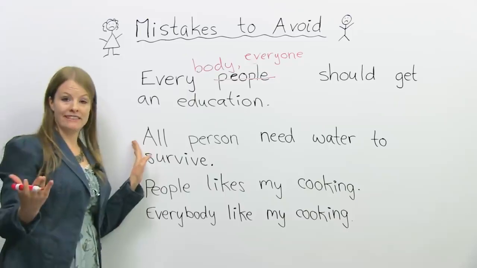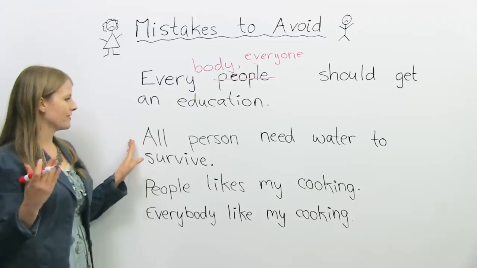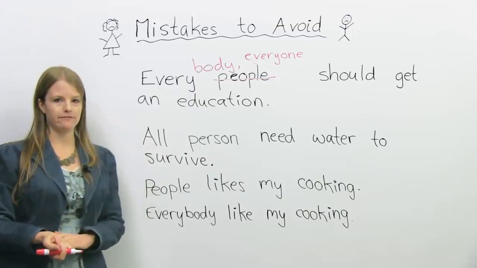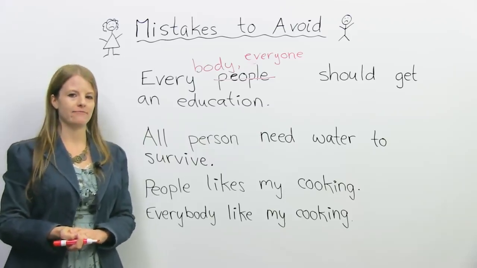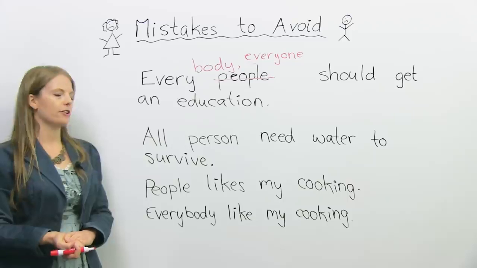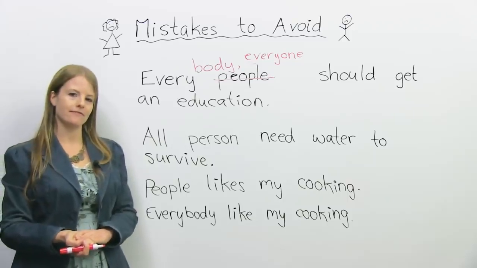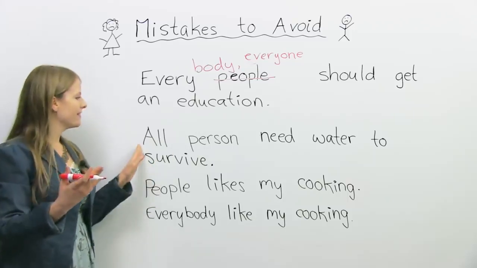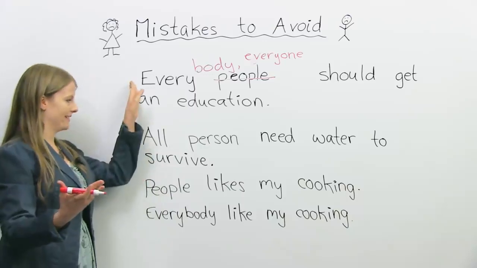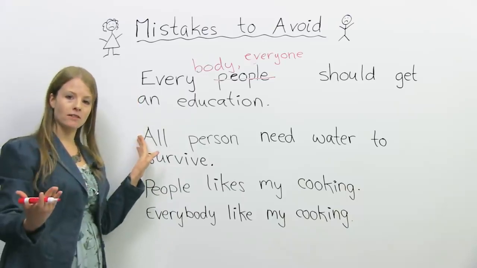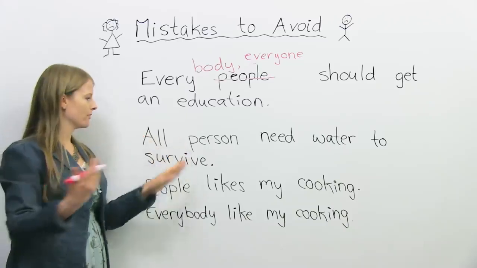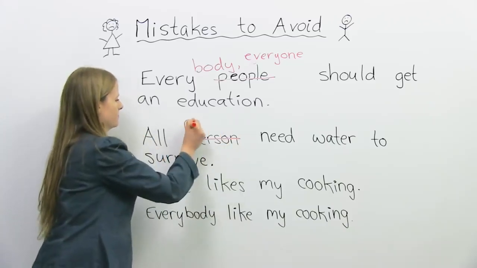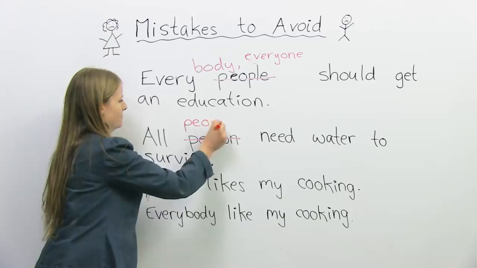Another example of a mistake: all person need water to survive. So take a moment and think about, what do you think the mistake here is? All person need water to survive. Okay, this is the opposite mistake of this. When we have the word all, and we're talking about people, we usually don't use the word person. We use the word people.